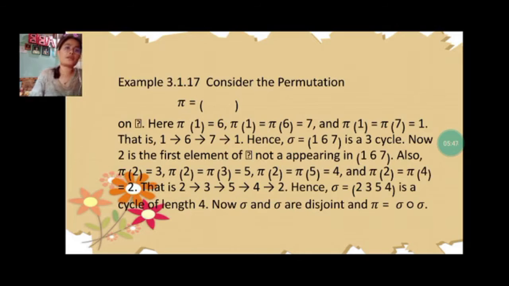So, let's continue with example 3.1.17. Consider the permutation pi.